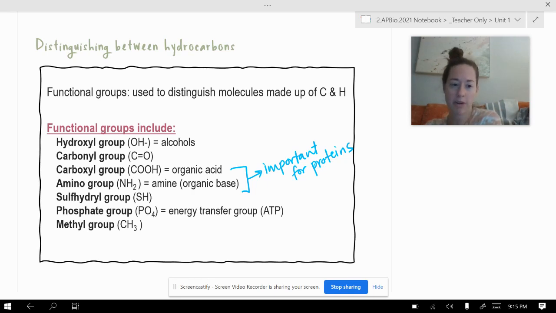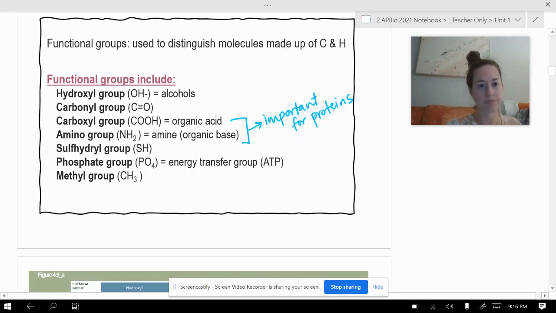And then methyl groups are pretty interesting because they can actually act as tags on DNA and affect gene expression. Usually methyl groups turn off genes, but if you're interested in epigenetics or any sort of genetic modification, methyl groups are a really interesting piece of that. So we'll circle back around to all of these, but I just wanted you to see them now.